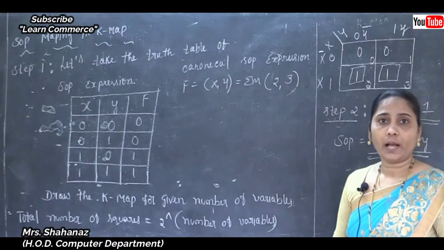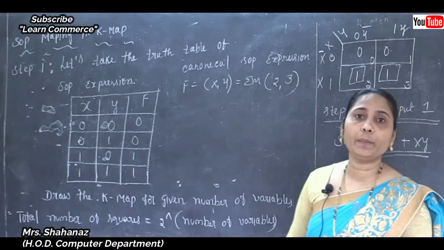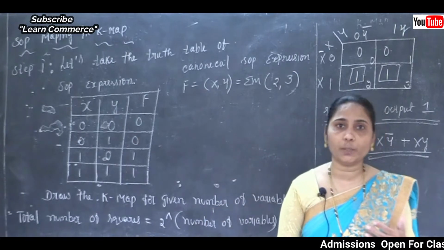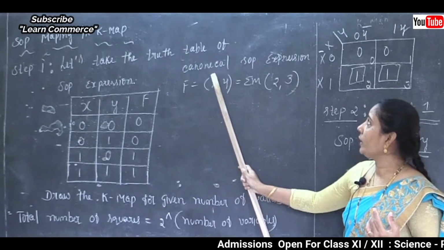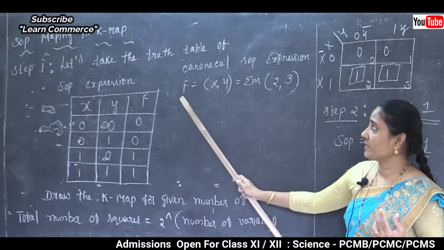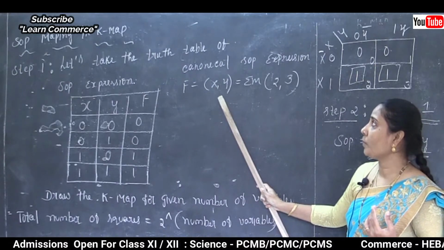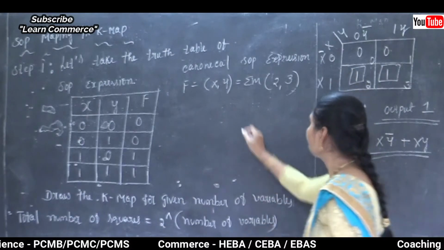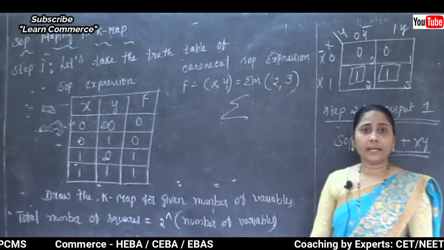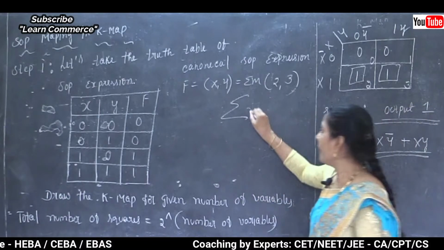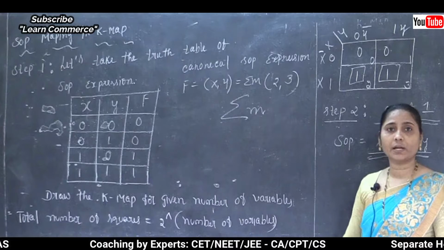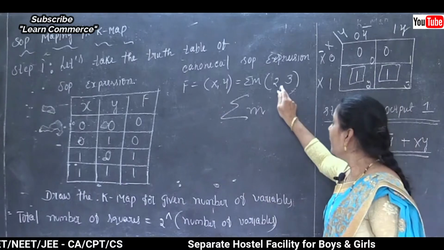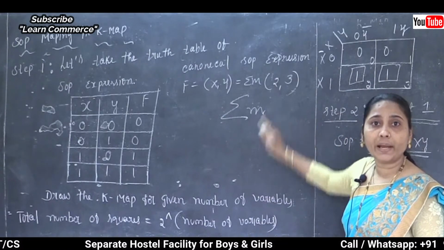Before we start step 1, step 2 or whatever steps are needed to solve the program, the question is the canonical SOP expression F of x comma y is equal to, and we know that the suitable symbol for our min term is called sigma, along with the small letter m. In such values we need to use some binary numbers.